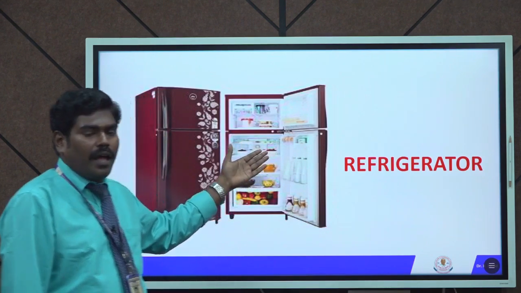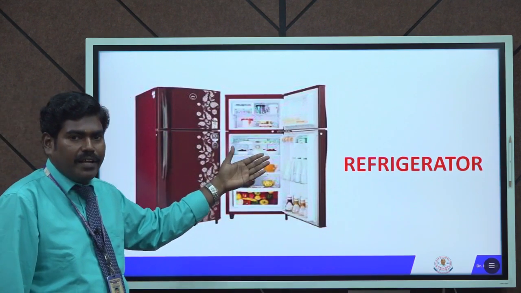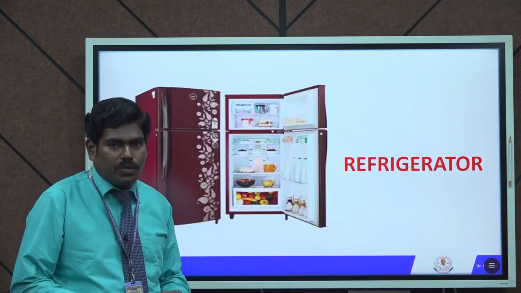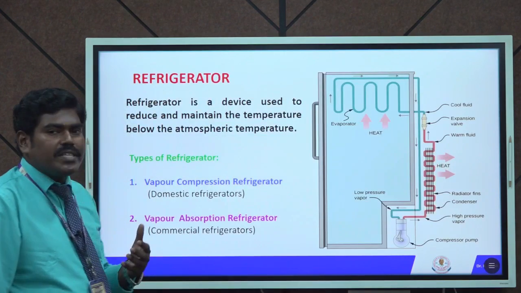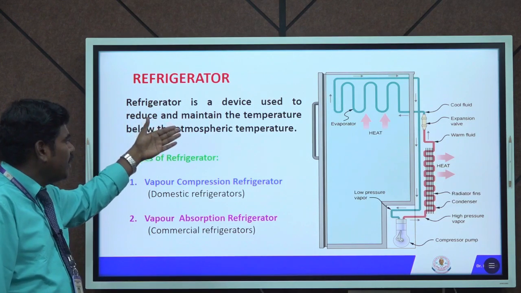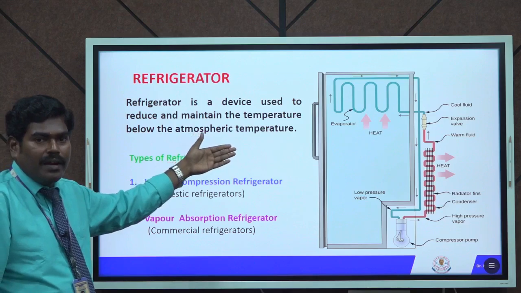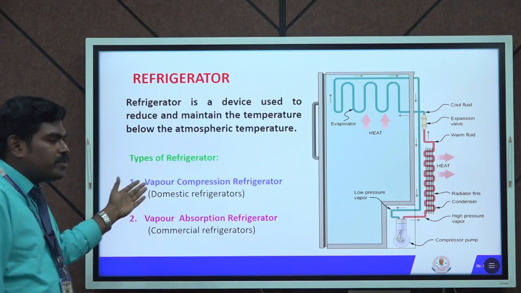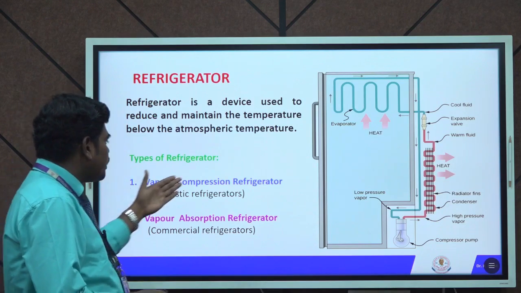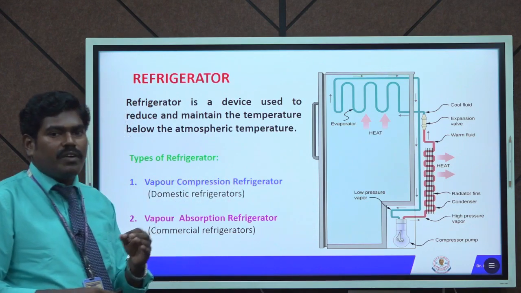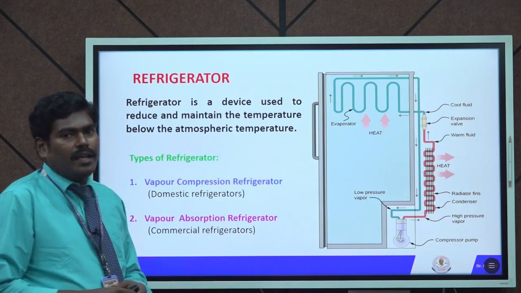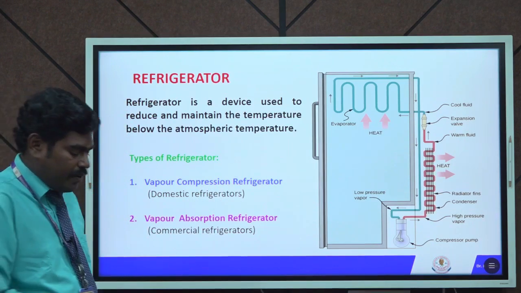Let's explore another important topic, the refrigerator. The refrigerator is an important and integral part of the household. What is a refrigerator? A refrigerator is a device used to reduce and maintain the temperature below the atmospheric temperature. There are two types of refrigerator. First one is the vapor compression refrigerator, which is the domestic refrigerator. Next one is the vapor absorption refrigerator, which is known as the commercial refrigerator.